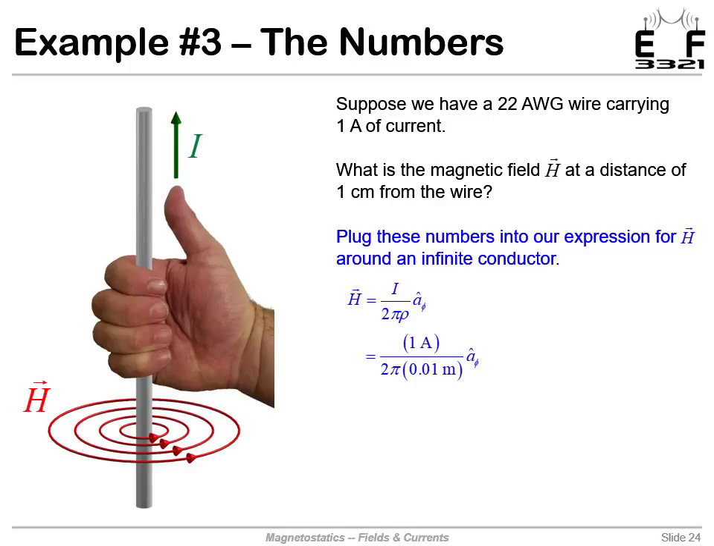We plug in the numbers. We have 1 amp for our current. We're 1 centimeter away, so this rho term is 0.01 meters. And we end up getting an answer of 15.92 amps per meter, so roughly 16 amps per meter. And it's in the phi direction, circulating around the wire. So 1 amp is not an unreasonable amount of current. For a circuit, that's pretty high, but not too unreasonable. So magnetic field intensity on the order of 1 amp per meter is what we tend to see around wires.